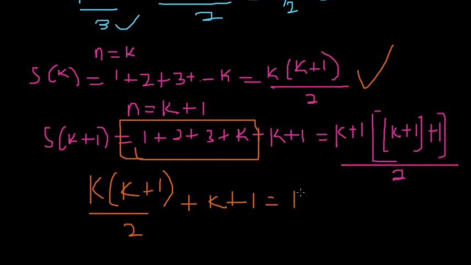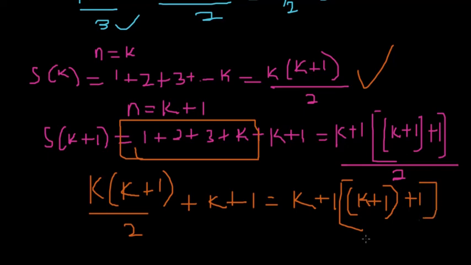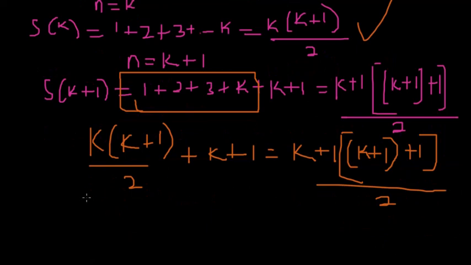So we have k plus 1, and then we have the same expression as k plus 1, plus 1, divided by 2. So when you expand this, you get this. You can see that the left hand side is equal to the right hand side. Yes, this is how the principle works.